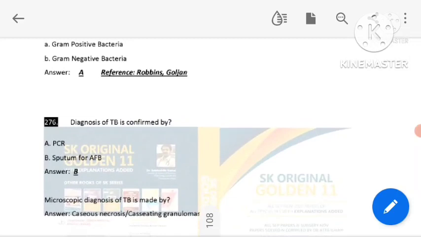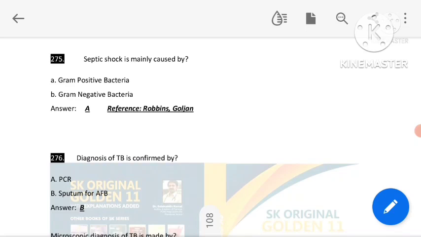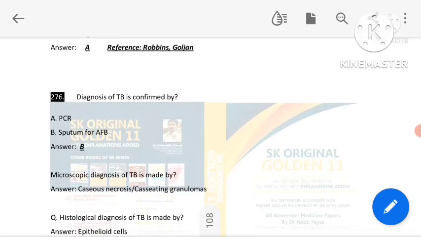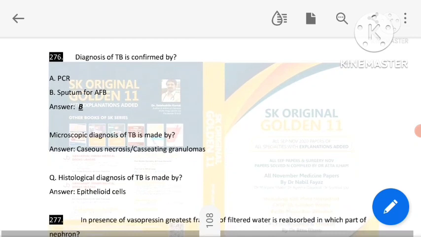Point number 275, septic shock is mainly caused by which of the following? Gram-positive bacteria. It is a controversial MCQ. Some books say gram-positive and some say gram-negative, and some books say both are present. So most commonly, it is mainly caused by the gram-positive. Diagnosis of TB is confirmed by sputum for acid fast bacilli, AFB.